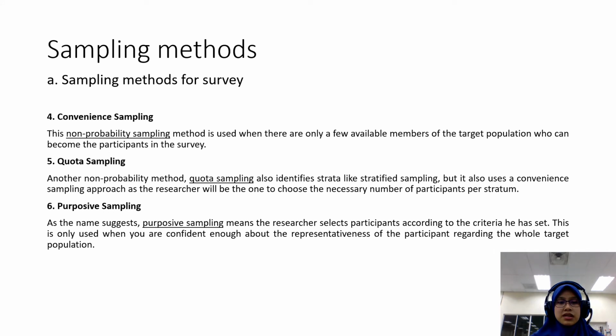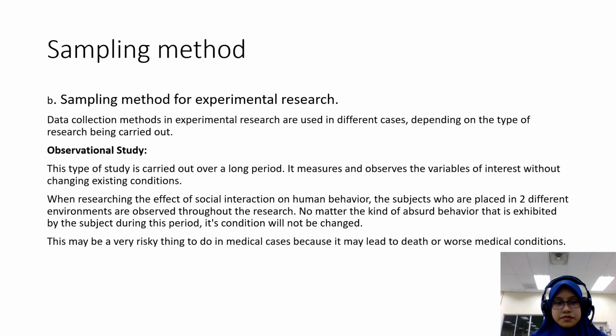Another non-probability method, quota sampling, also identifies strata like stratified sampling, but it is also a convenient sampling approach, as the researcher will be the one to choose the necessary number of participants per stratum. As the name suggests, purposive sampling means the researcher selects participants according to the criteria he has set. This is only used when you are confident enough about the representativeness of the participant regarding the whole target population.